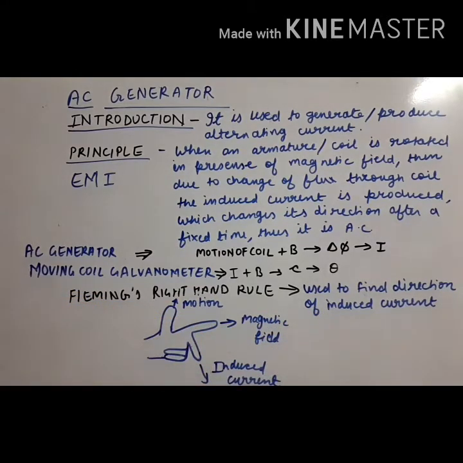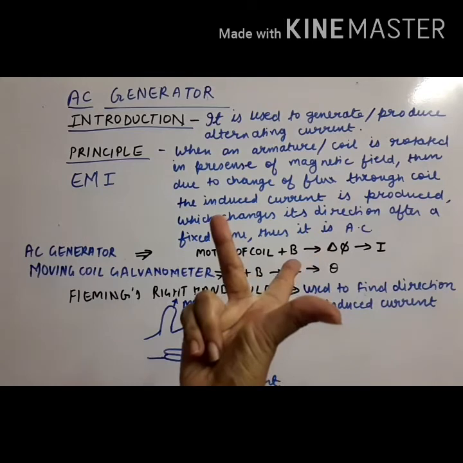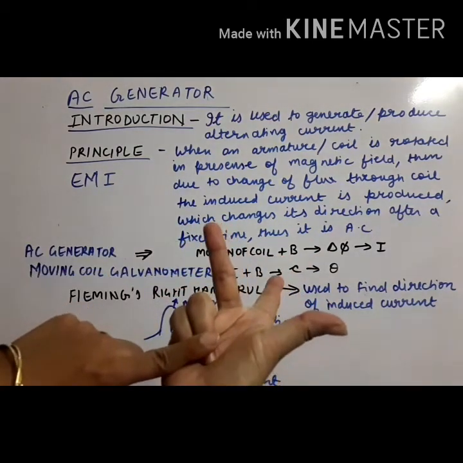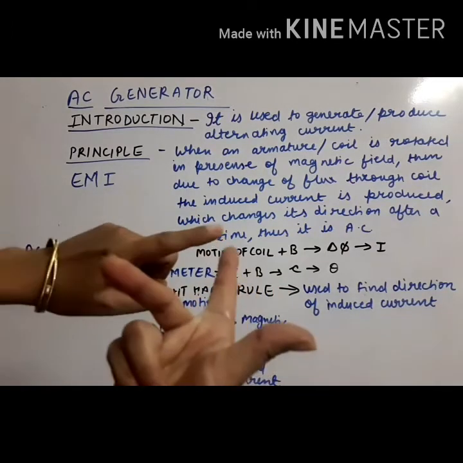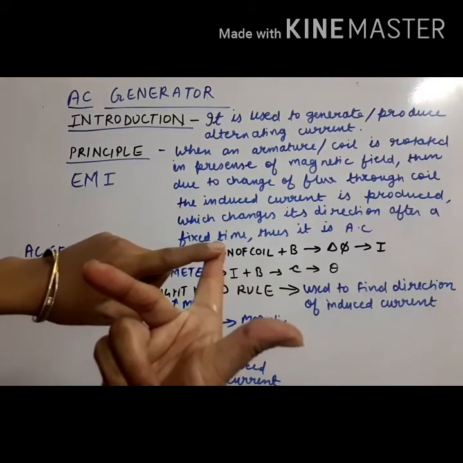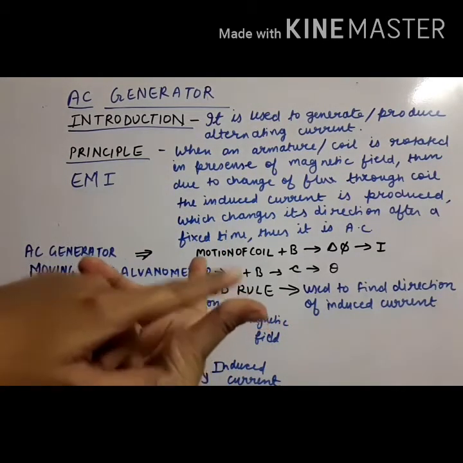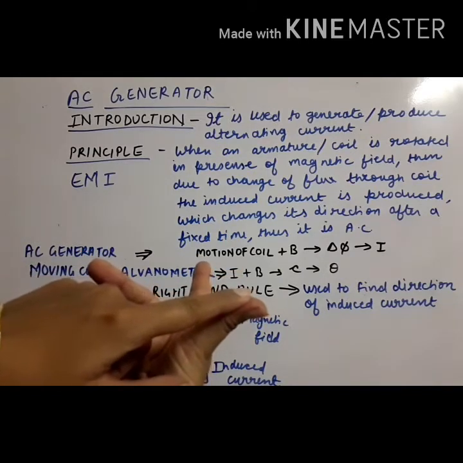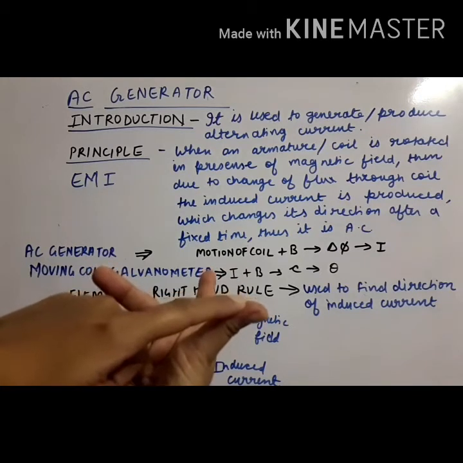Now the right hand is to be used. Again these three fingers should be used, perpendicular to each other. These two fingers are to be folded. Every time, this central finger is current, this first finger is magnetic field B, and this thumb is now changed. Earlier in Fleming's left hand rule, this thumb was pointing the direction of the force. Now this thumb is the motion of conductor.